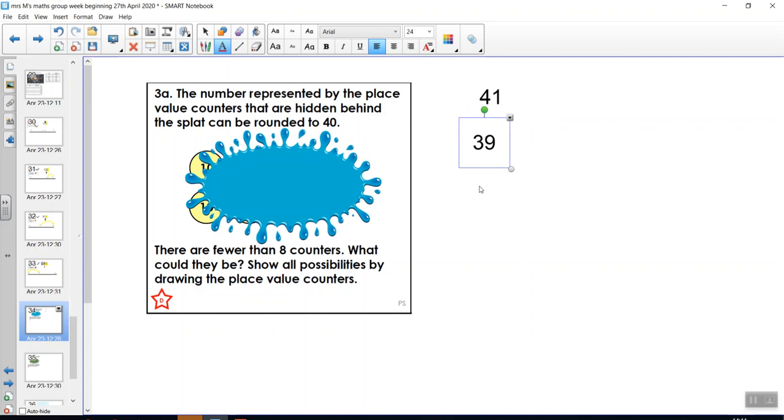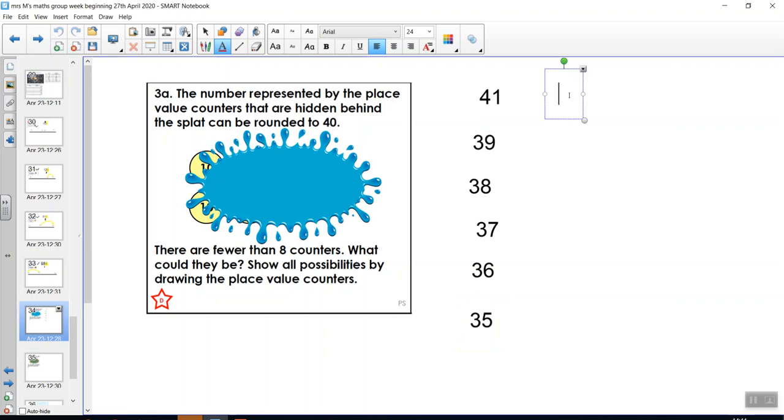Let's look at the other possibilities. This would take 11 counters. This would take 10 counters. This would take 9 counters. This would take 8 counters. So that might be one of the options. Let's have a look and see if we've got any others.